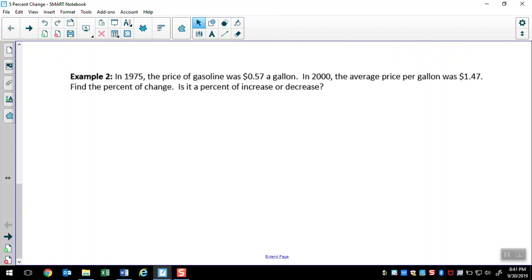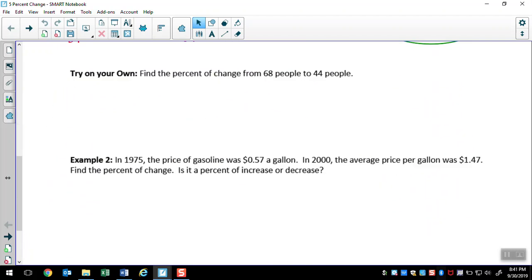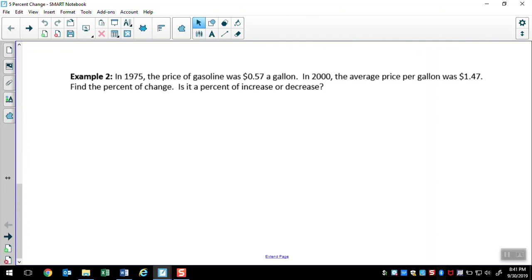All right, let's take a look at example 2. In 1975, the price of gasoline was 57 cents a gallon. In 2000, the average price per gallon was $1.47. Find the percent of change. Is it a percent of increase or decrease? All right, so let's go back and take a look at our information again. We've got 4 different numbers, but if we remember from our formula up here, we really only need 2, our new and our original.